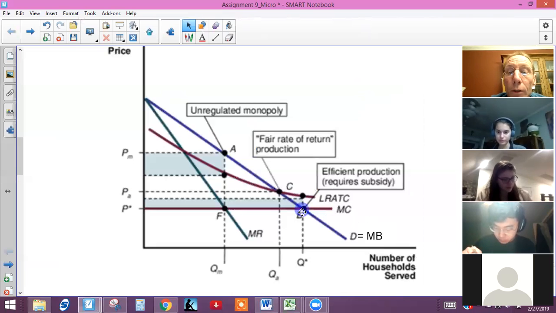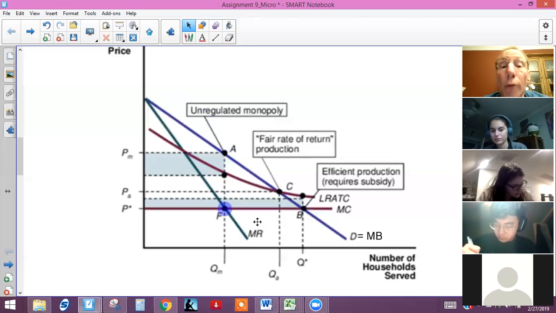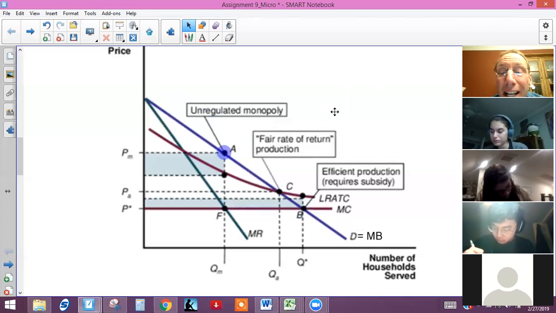But look, the monopoly is going to maximize profits way up here, at a much higher price and a much lower quantity. If they're not regulated, they're going to produce where marginal cost equals marginal revenue, which is a much lower level of production than where marginal cost equals marginal benefit. So that's why an unregulated monopoly is not ever allocatively efficient.